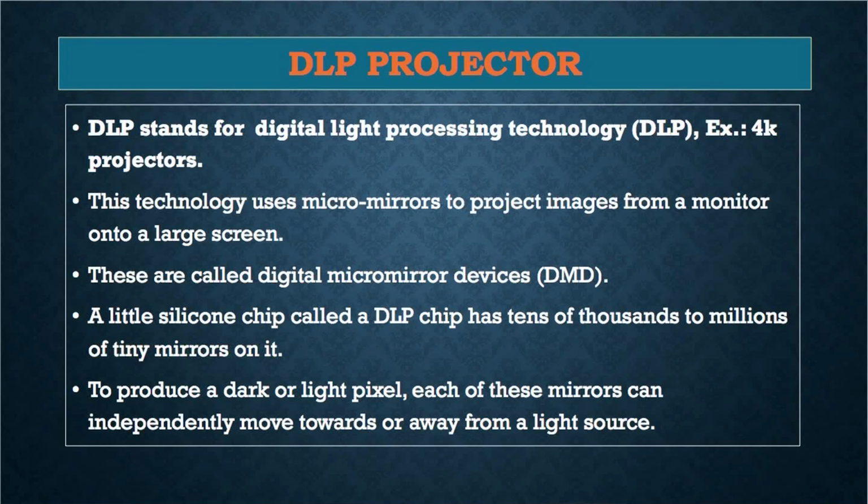Projectors under the Prism brand produce images using DLP technology. This technology uses micro mirrors to project an image from a monitor onto a large screen. These are called digital micro mirrors, or DMD for short. A little silicon chip called a DLP chip has thousands to millions of tiny mirrors on it. To produce a dark or light pixel, each of these mirrors can independently move towards or away from a light source.